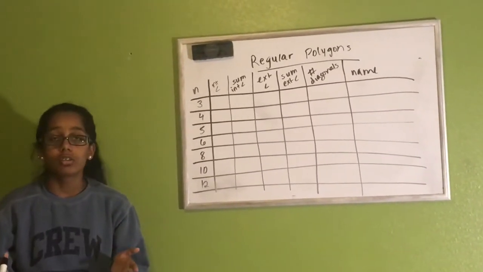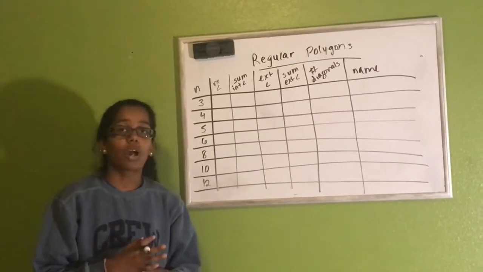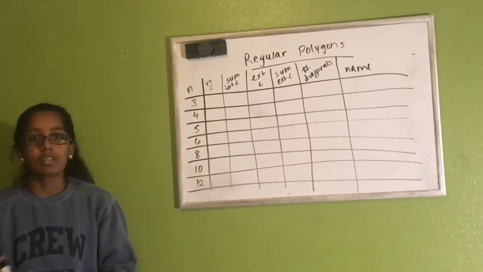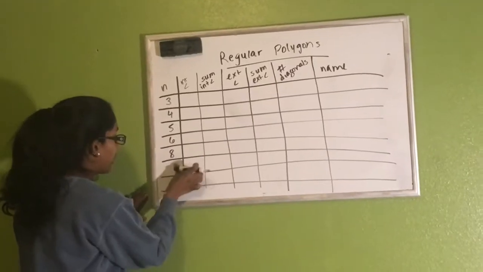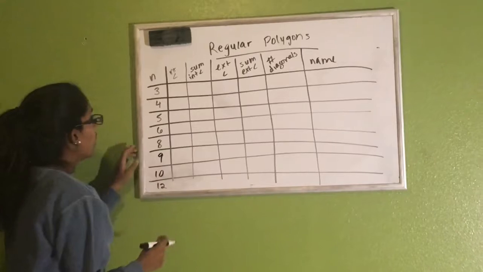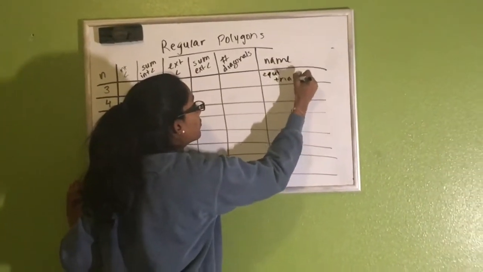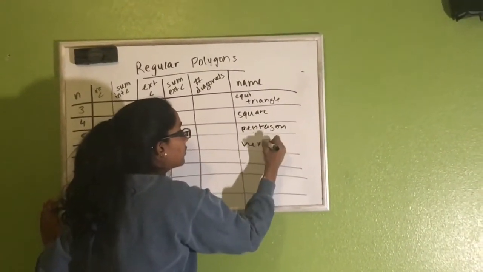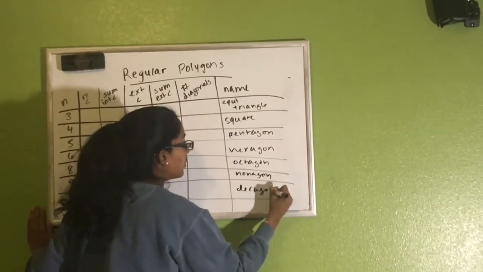The formulas are also good to know in case you have a random number like a 100-sided figure or a 1,000-sided figure, but these are pretty much the basic ones that would be very useful to know. And my bad, I forgot 9, so I'm going to add that in. So if it's 3, it's called an equilateral triangle. Again, square. I've already covered this earlier, so I'm going to go through it really quickly. Pentagon, hexagon, octagon, nonagon, and decagon.